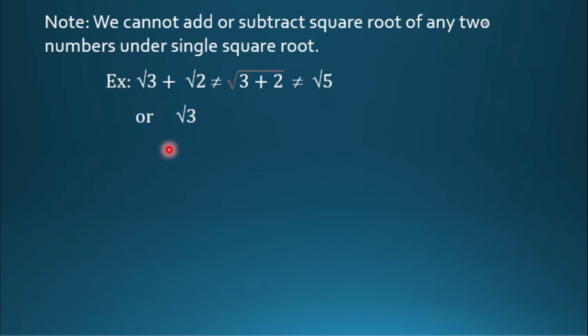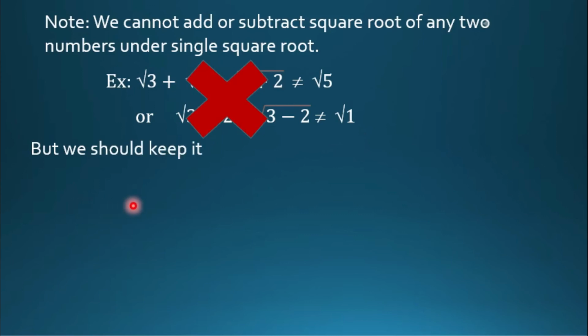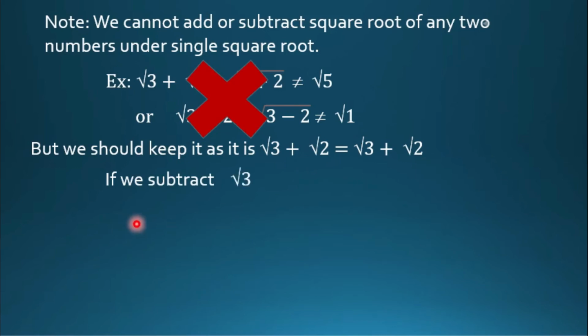Or we cannot subtract like this. Square root of 3 minus square root of 2 is not equal to square root of 3 minus 2, not equal to square root of 1. But we should keep it as it is. Square root of 3 plus square root of 2 is equal to square root of 3 plus square root of 2. If we subtract, square root of 3 minus square root of 2 is equal to square root of 3 minus square root of 2.